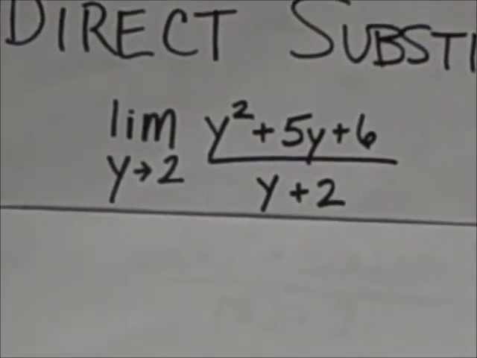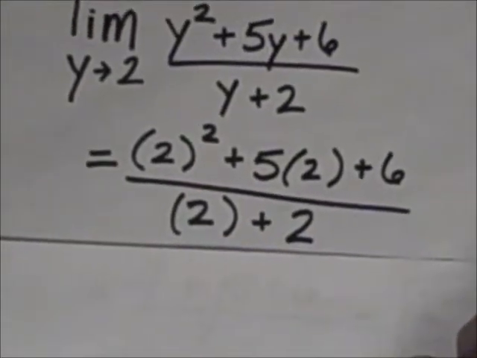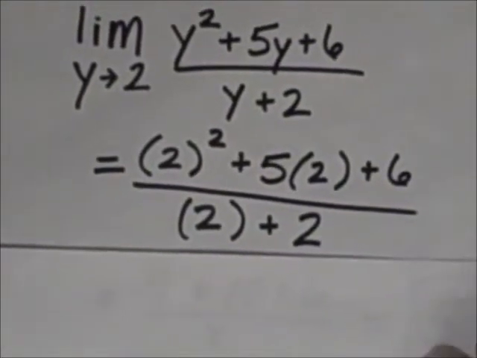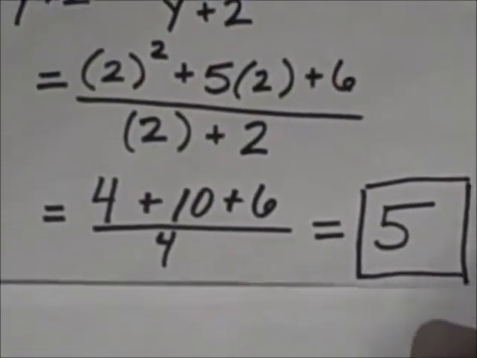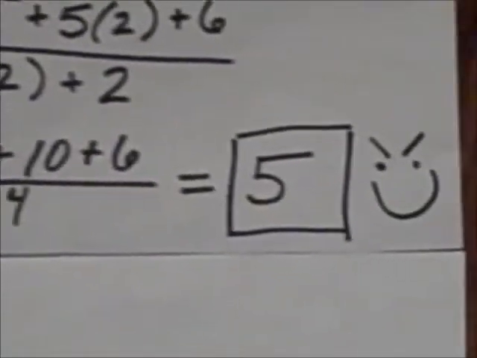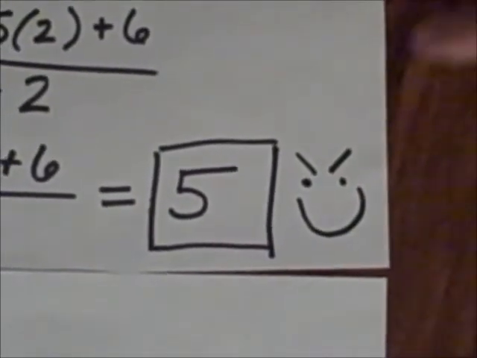And all you do for direct substitution is plug 2 in for any place where there's a y. And we get 2 squared plus 5 times 2 plus 6 over 2 plus 2. Calculate that out, and we get 5. And a very happy, angry, smiley face. All right. And that's the basic technique of direct substitution.